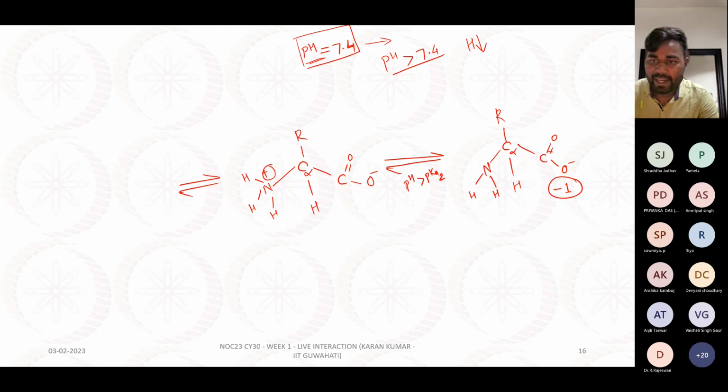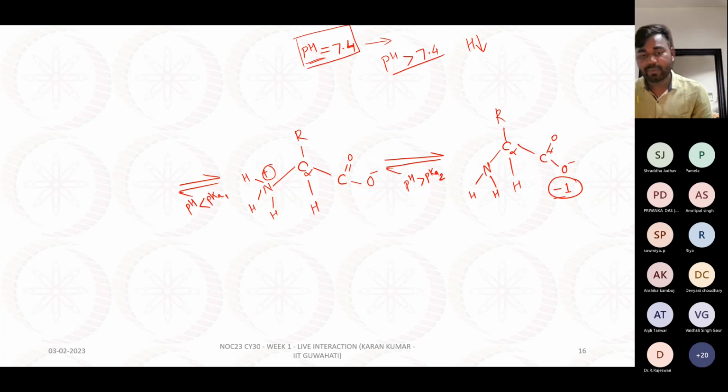Okay, so at pH greater than 7.4, or at pH greater than pKa2, the amino acid will exist in a negative charge. Now let us consider the situation where pH is less than pKa1.